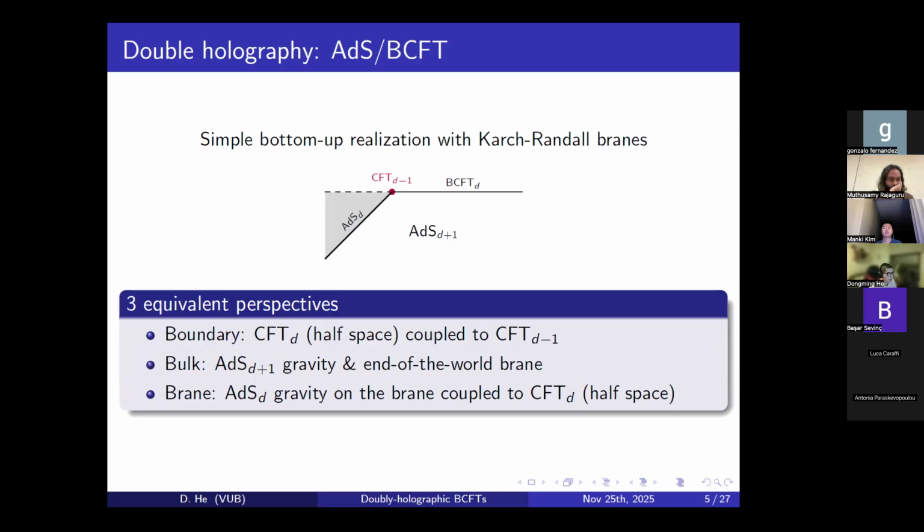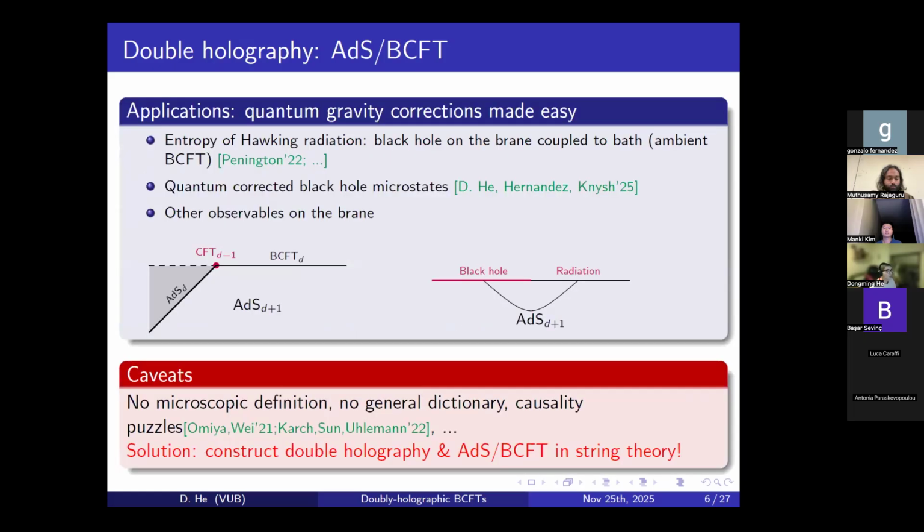And one can also apply holography to the combined BCFT system. And we get a higher dimensional AdS spacetime ended by an end-of-the-world brane. And in this way, we have three different prescriptions which should be equivalent. And well, the applications, as I have said, are to study some quantum gravity effects. So in principle, the quantities which live on the Karch-Randall brane, the quantum corrections can be studied easily using double holography.